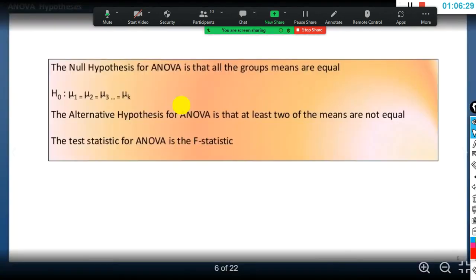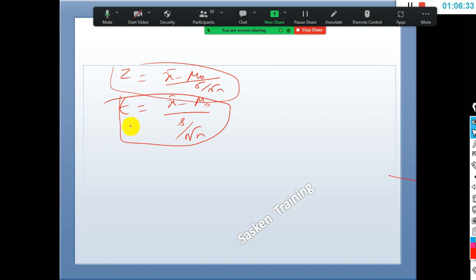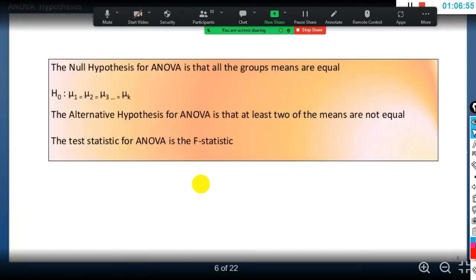And regular. But here, in the case of Anova, instead of using the z and t test statistic formulas, we use something called the F statistic. Some people call the Anova test the F test. So we are going to use a different formula in the case of Anova. The test statistic is different in Anova.